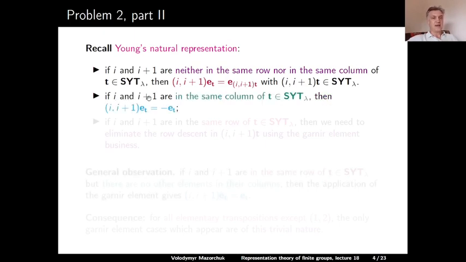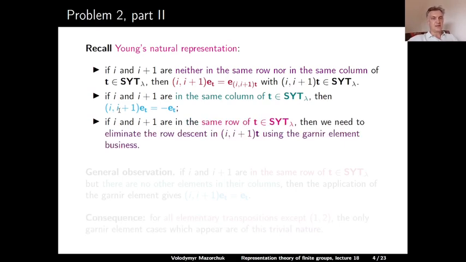If i and i plus 1 are in the same column of some standard Young tableau, then applying this transposition to e_T gives minus e_T, because this transposition is in the column stabilizer of the tableau. And if i and i plus 1 are in the same row of the standard Young tableau, then we should do this complicated procedure with Garnir elements.